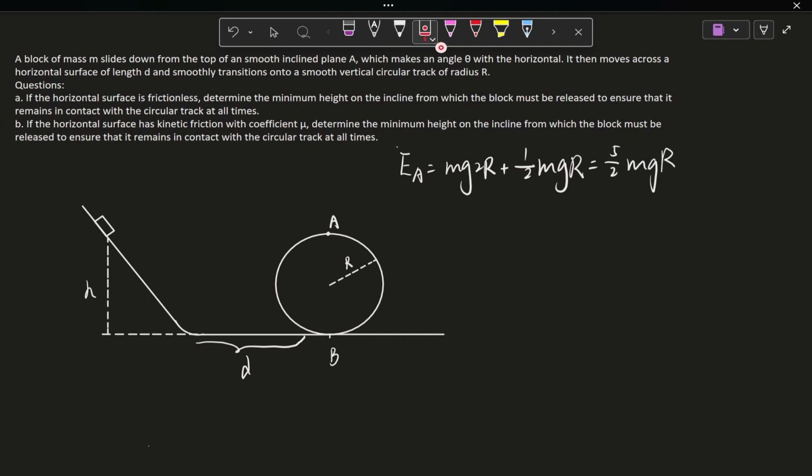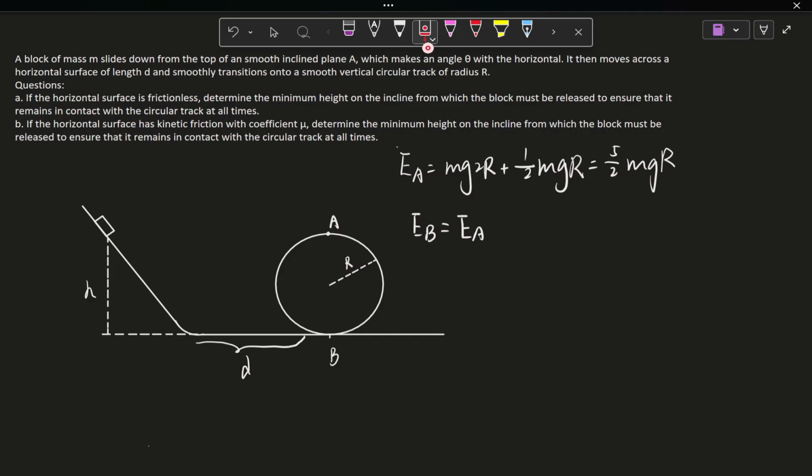Now, here's a trick to solve this question. We now need to analyze the amount of energy it has at the bottom of the circular track, because we can actually write two equations to express the amount of energy it has at point B. Let me explain why. The first way for you to write it is looking at it this way. Since the track is smooth, there will be no energy loss when the object is moving from B to A. So the amount of energy it has at point B is also equal to the amount of energy it has at point A.